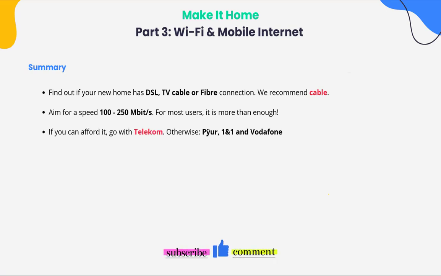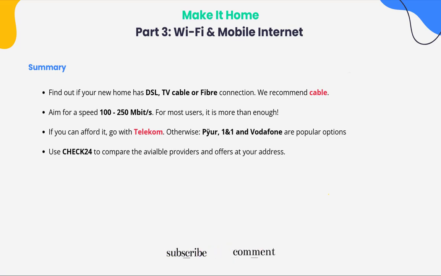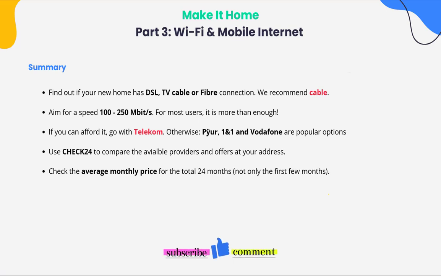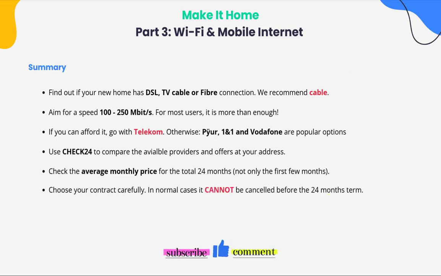Third, if budget allows, Telecom is the top choice for coverage and reliability, but Pure, i99 and Vodafone are also good options. Use Check24 to compare providers and offers at your address. Always check the average monthly cost over the full 24-month period, not just the first few months. Choose your contract carefully, because contracts can't be cancelled before the 24-month term ends.